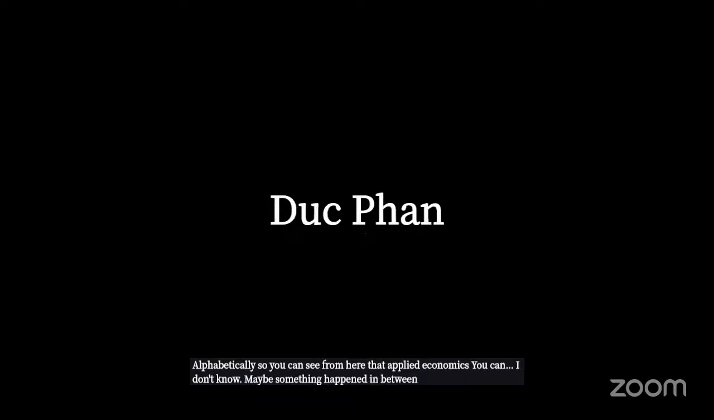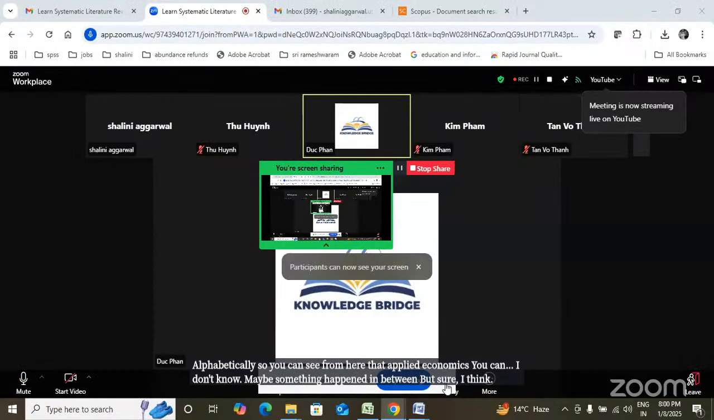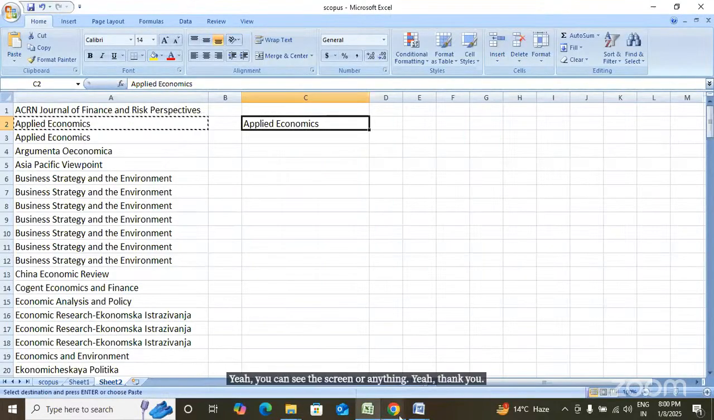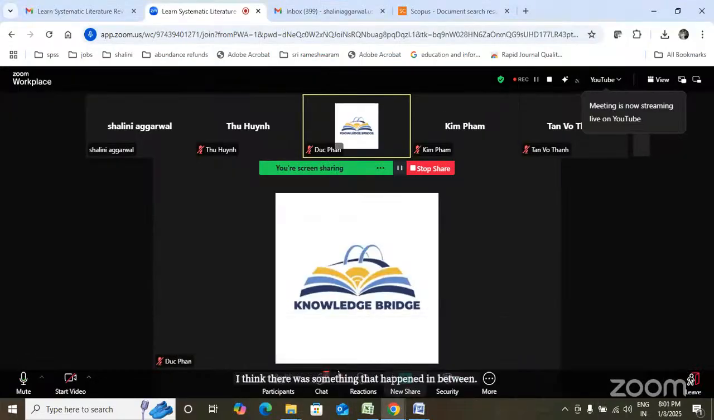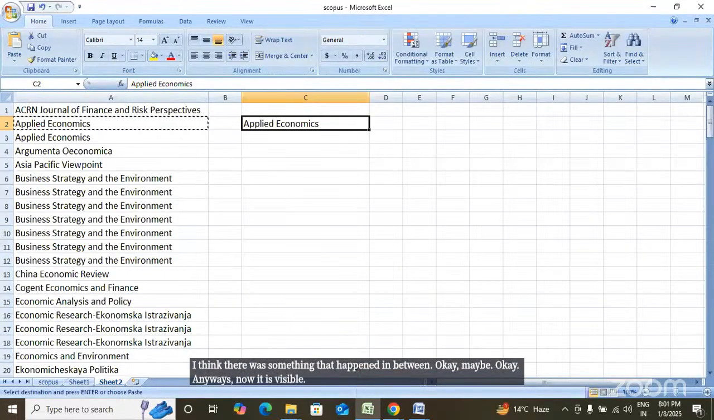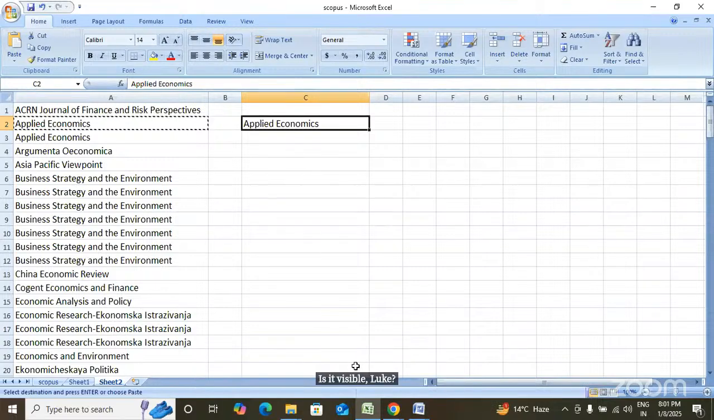So you can see from here applied economics. Shalini, are you sharing the screen? We don't know. Maybe something happened in between. We can't see the screen. Okay, now I think you will be able to see, right? Yes, thank you. Anyways, now it is visible. Is it visible? Yes, we can see now. Yes, thank you.